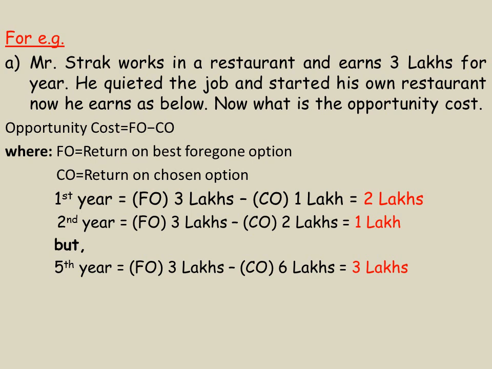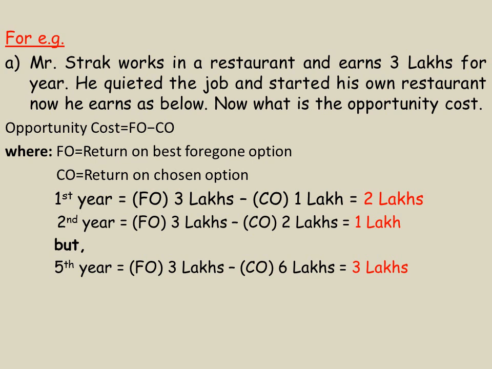Here the foregone option is 3 lakhs. He was working in a restaurant and made 3 lakhs per year. He quit the job, which means he forwent that option, and he has chosen a new option. How much does he derive from the chosen option? In the first year, after quitting his job at the restaurant, he earns 1 lakh rupees. So what is the opportunity cost?